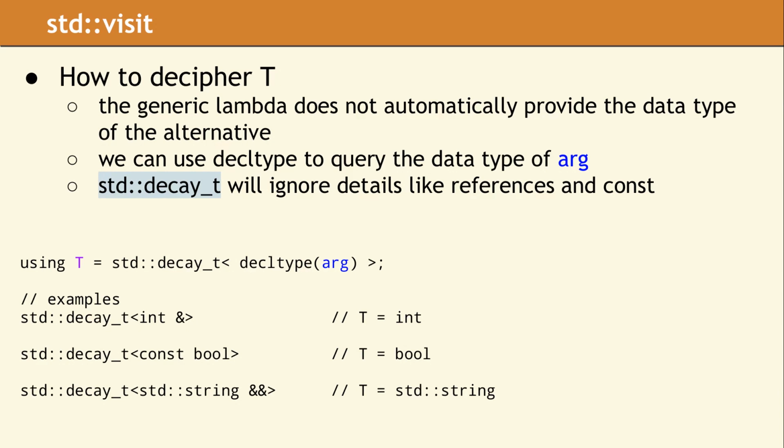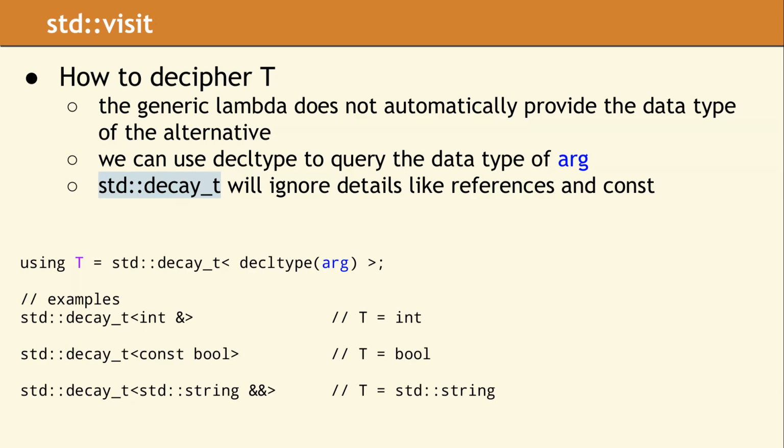The way you do this is by using the type trait std::decay_t, which removes const, volatile, and references. This type trait will remove all the information we do not care about and leave us with the base data type. In the first example, when we apply the decay trait to the data type L-value reference to int, the data type T it returns is simply int. In the second example, the const is removed, and in example 3, the r-value reference is removed.